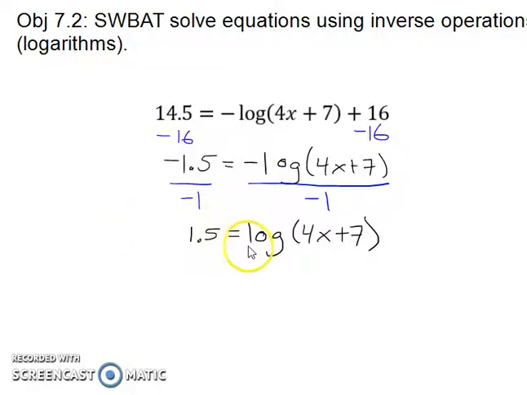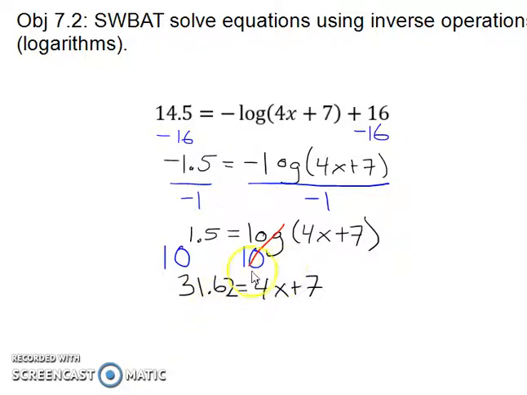And now we can get rid of the log. Now the base of this log is 10. Remember, if it's not written and it says log, it's base 10. So we're going to do 10 to the 1.5 is equal to 10 to the log of 4x plus 7. And those cancel out. That's the point of doing this. So on one side, we have 4x plus 7. And on the other side, we have 10 to the 1.5, which I'm typing in my calculator. And this comes out to be 31.62.